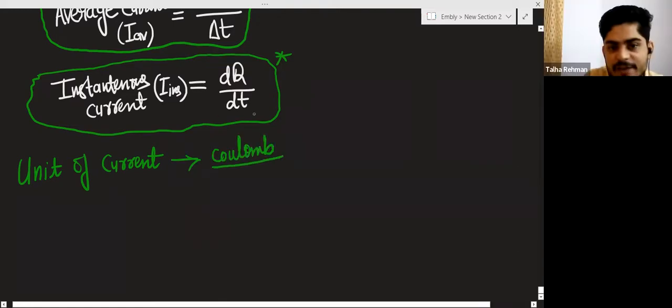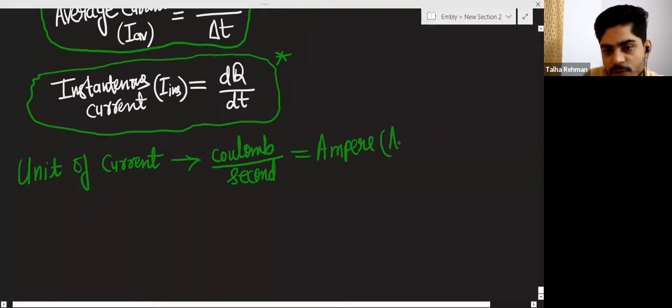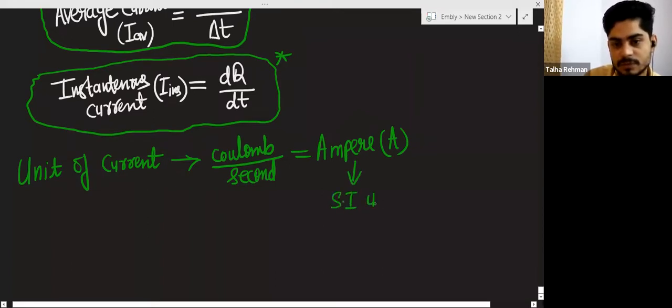and as a unit of time, I can write second. So coulomb per second is a quantity named ampere, and we will represent this ampere with a capital A. So the unit of current is ampere, the SI unit.